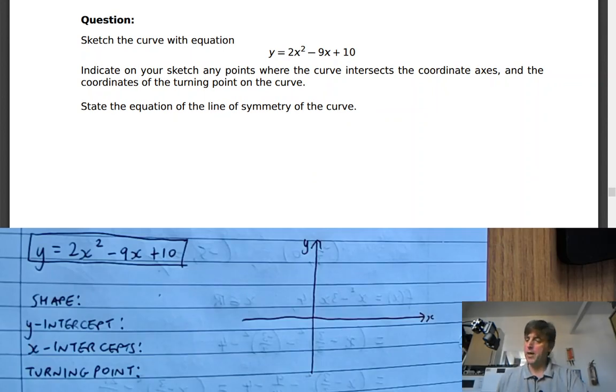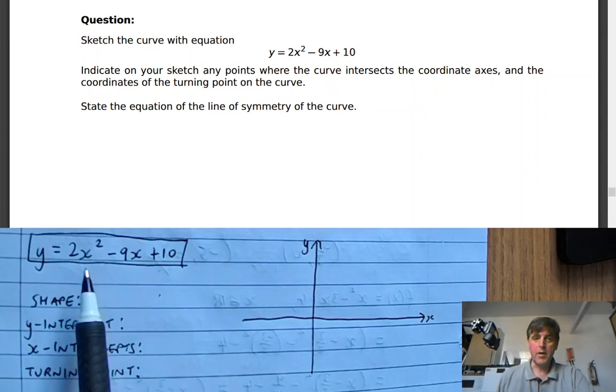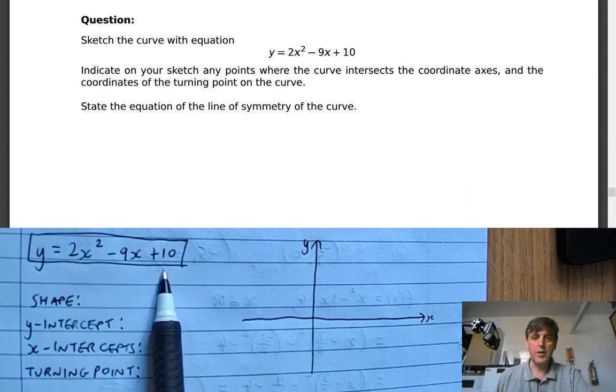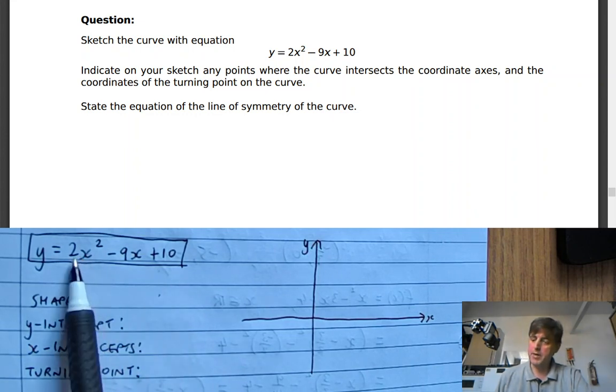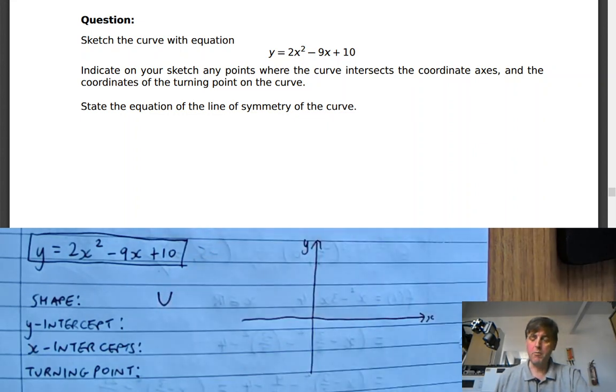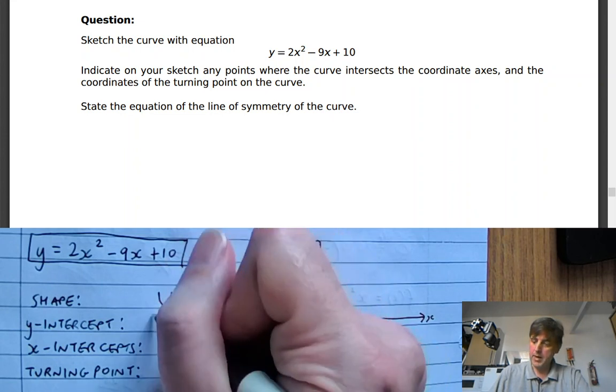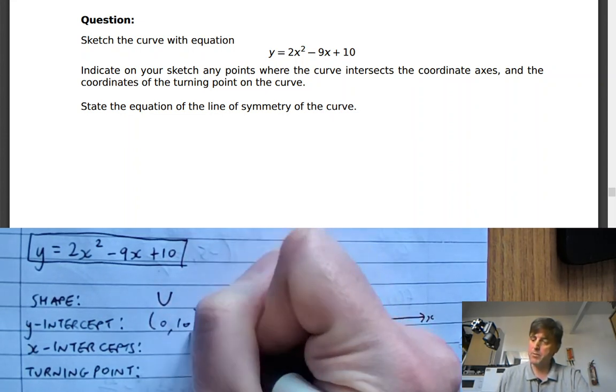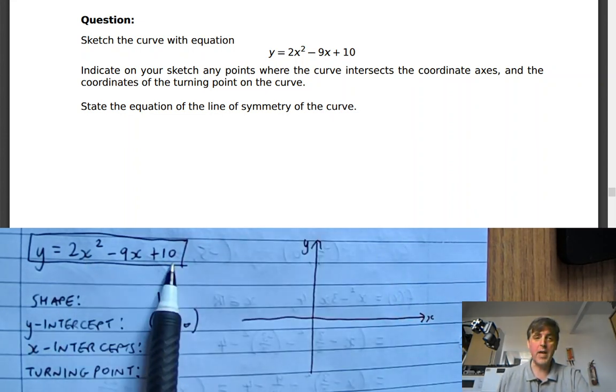Okay, how did you get on then? This is what we should have ended up with. This was the one that you were asked to sketch. First of all, notice that the x squared coefficient is positive, so it must be one of these shapes here. The y-intercept is going to happen at 0, 10. So when you substitute x equals 0 into here, you should get y equals 10.